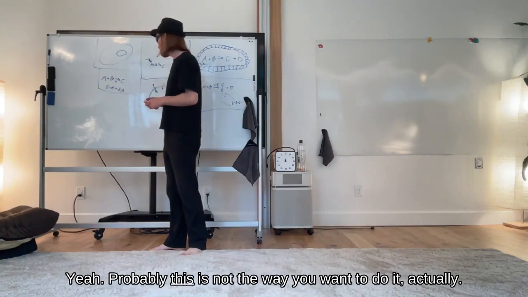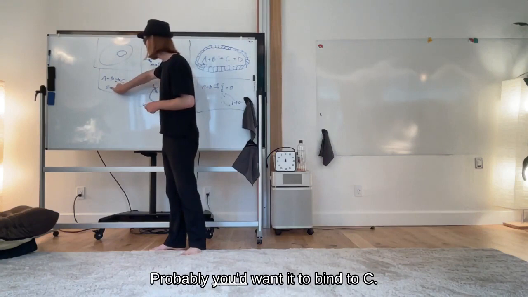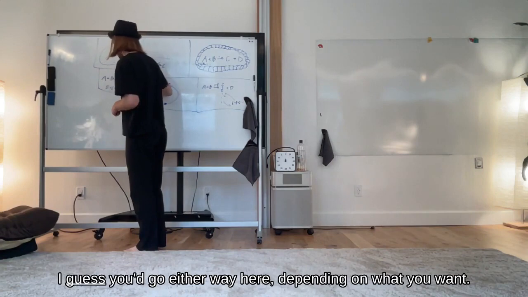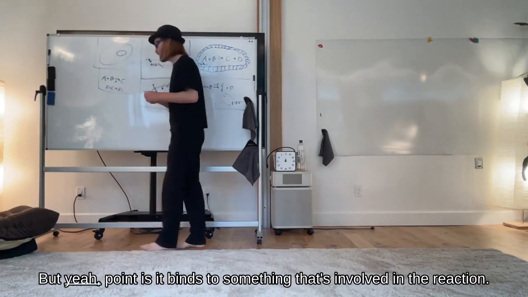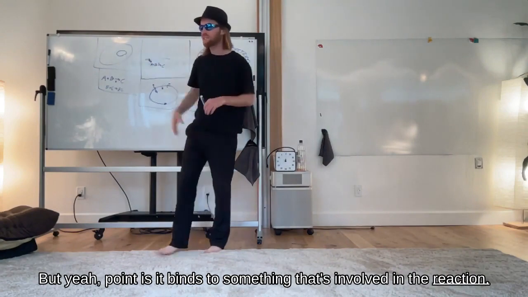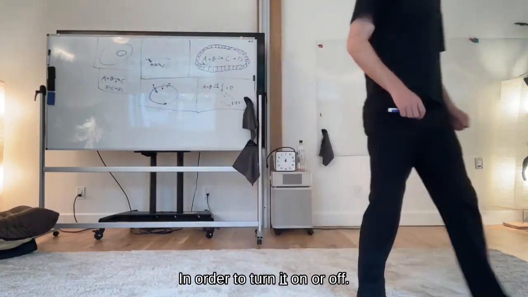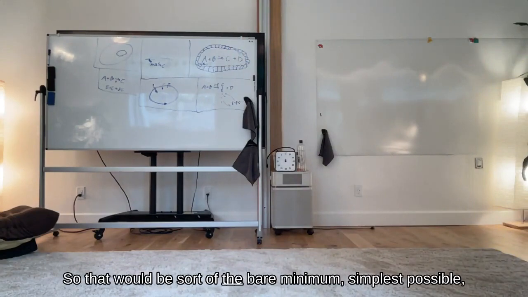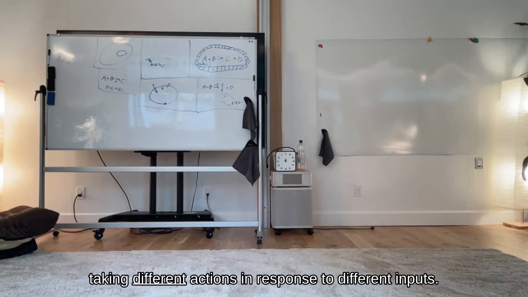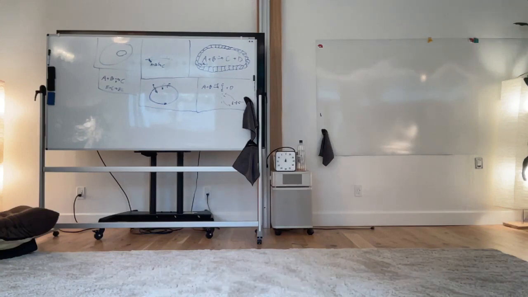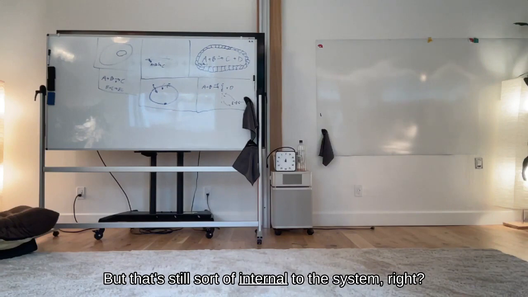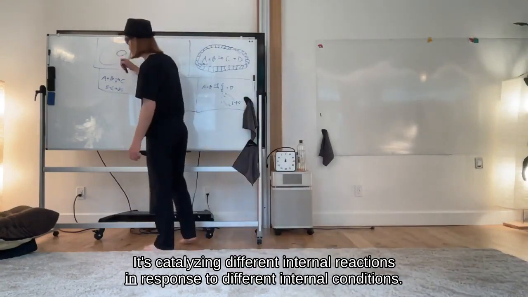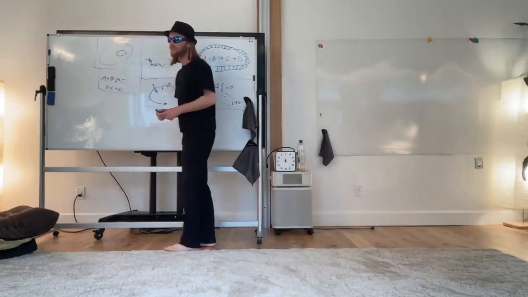Probably this is not the way you want to do it, actually. Probably you want to divide the C. Yeah, producing less when there's more A. I guess you'd go either way here, depending on what you want. But the point is, it binds to something that's involved in the reaction, in order to turn it on or off. So that would be the bare minimum, simplest possible way of taking different actions in response to different inputs. But that's still internal to the system, right? It's catalyzing different internal reactions in response to different internal conditions.